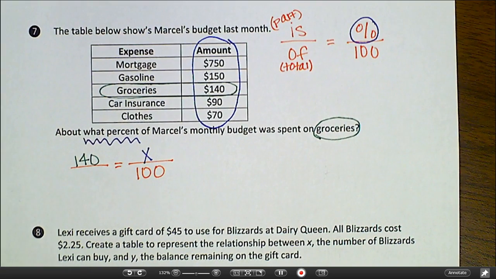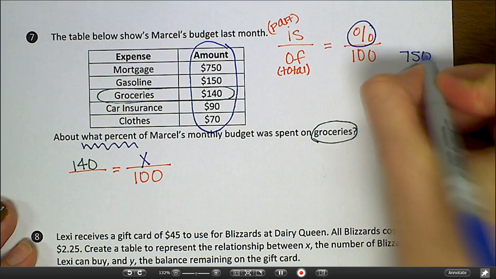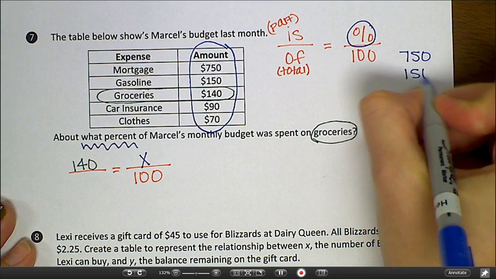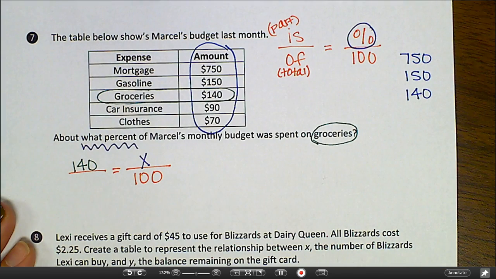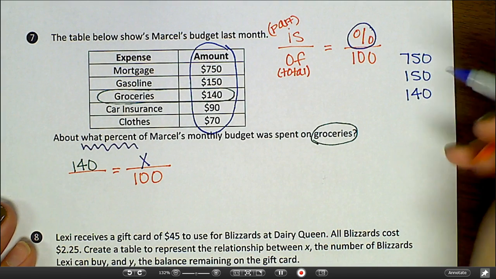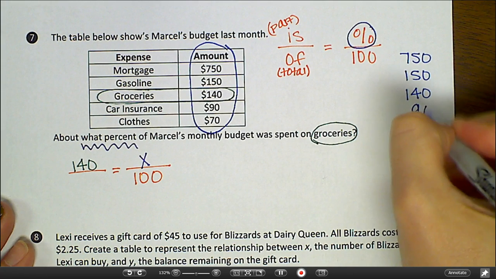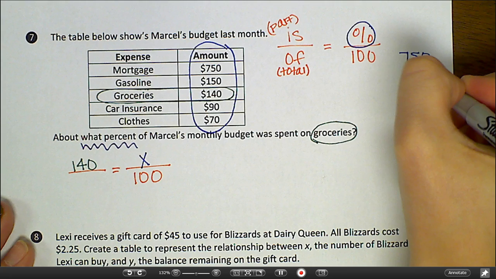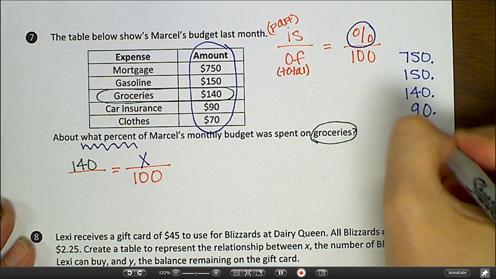So let's go ahead and do some side work over here. 750, 150, 140. Okay, make sure that we're lining everything up really straight, really neat. 90, so the 9 needs to go under my 4 so that my decimal points, these are all my decimal points, they need to line up. And 70. So let's double check.